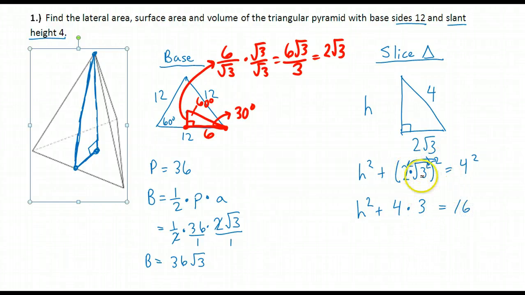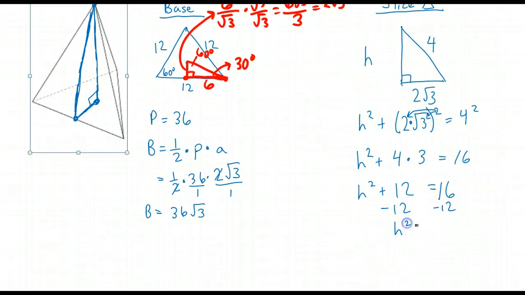If you use your calculator and you forget the parentheses, you're going to end up with an answer of 6, when in reality, I should get 12. If you're getting 6, don't use your calculator. Figure this out by hand. Subtract 12. H squared is going to equal 4, which means that H is 2. So the height of my pyramid is 2.